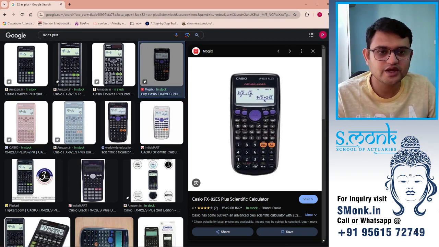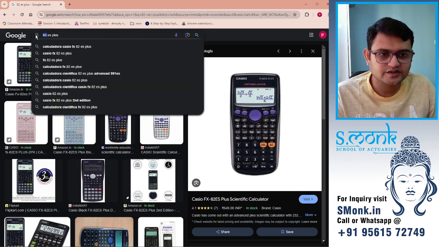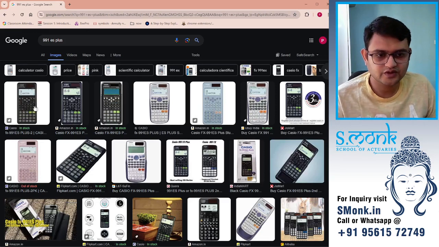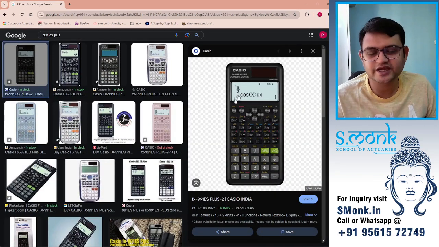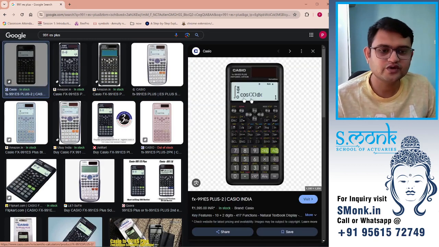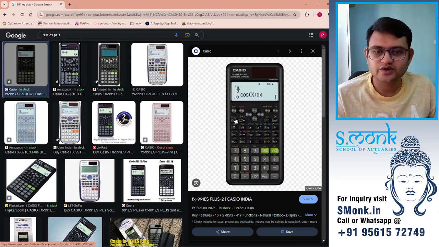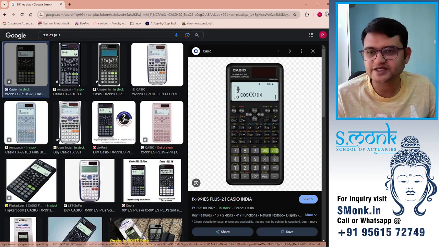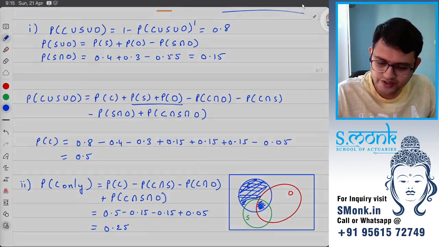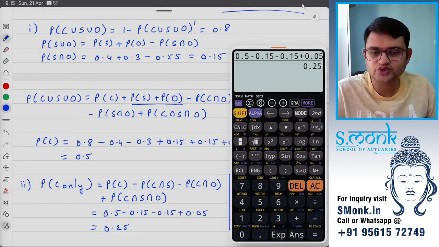This is the 82, and similarly 991. You can see 991 also looks exactly the same. This is the old version, only the color was different. Okay, so old version, new version, it does not matter which one you take. Okay, the functionality is exactly same. Now here, what I'll be doing is I'll be using an app to show you the functionality.